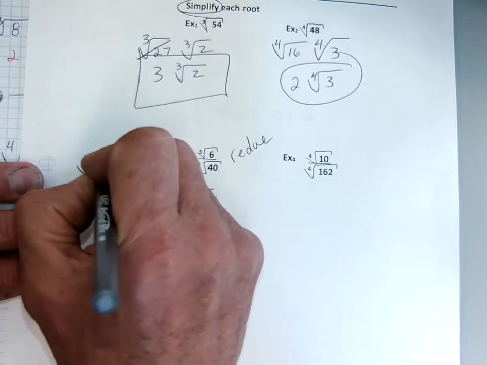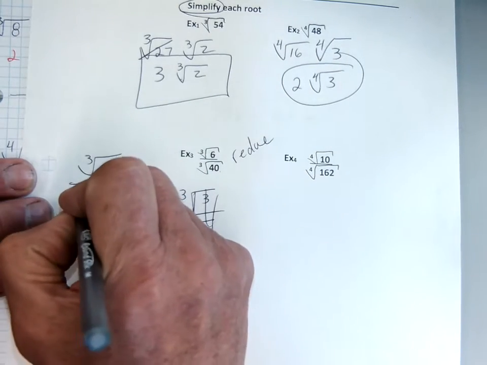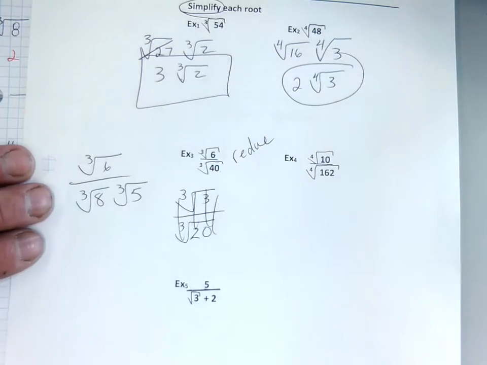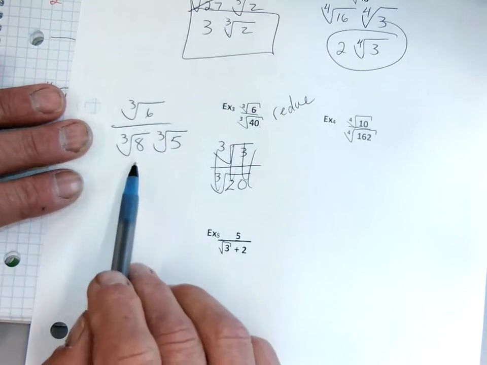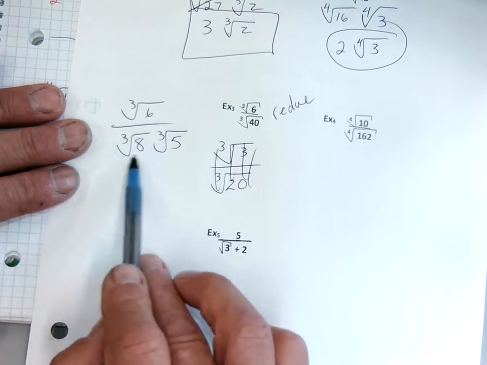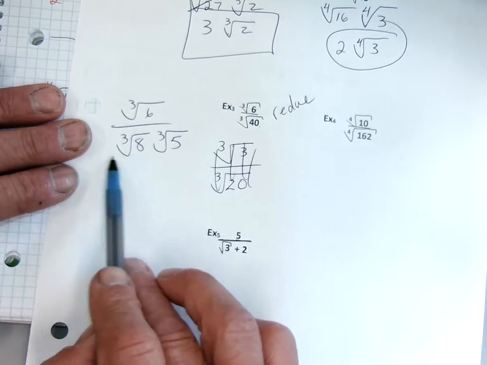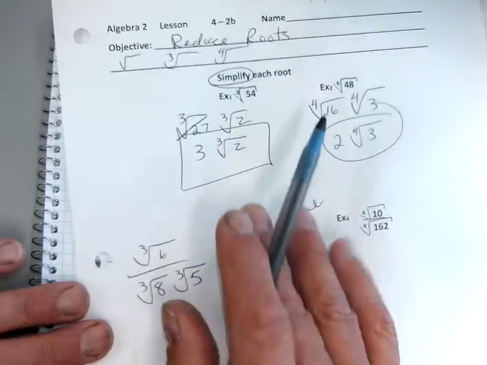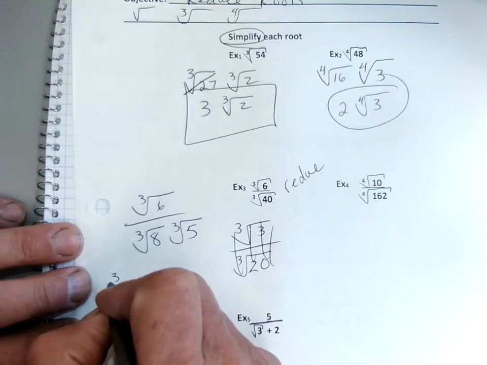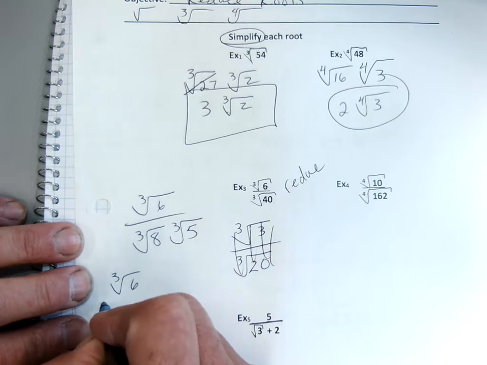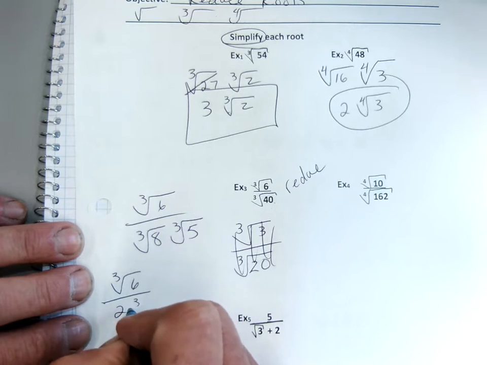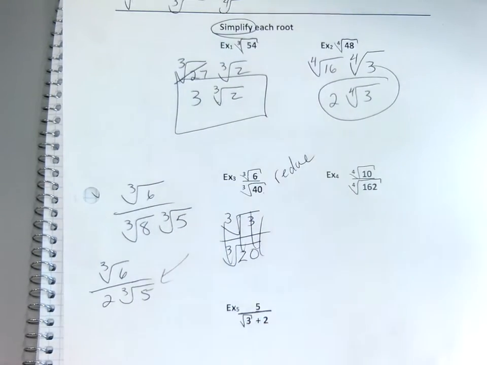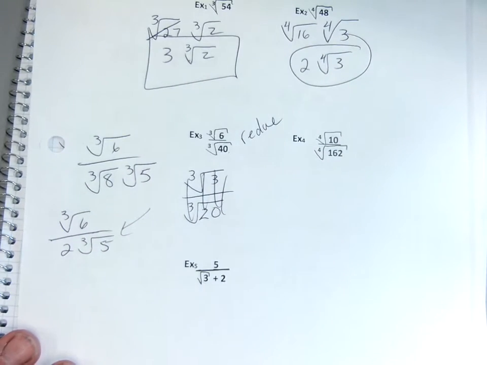Cube root of 6, and I want to go to the cube root of 8 times the cube root of 5, right? Why do I want 8? Yeah, it's 2. The cube root of 8 is 2. So I'm going to write the cube root of 6 over 2 times the cube root of 5. And I'm going to come back to this one, okay?